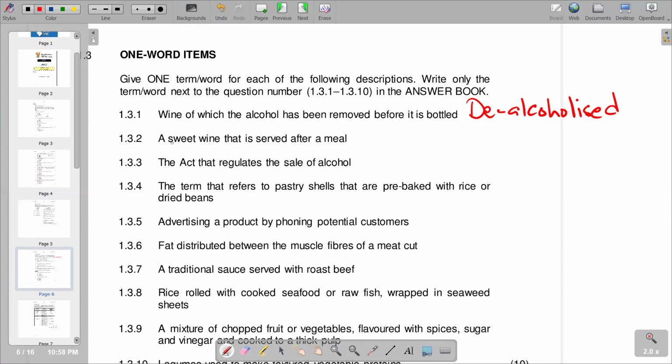So we've got number 2, a sweet wine that is served after a meal. We know that this is a Jerepigo. Then move on to number 3, the act that regulates the sale of alcohol. You know that this is the Liquor Act. Then number 4, the term that refers to pastry shells that are pre-baked with rice or dried beans. So we have got baking blind is the correct response.